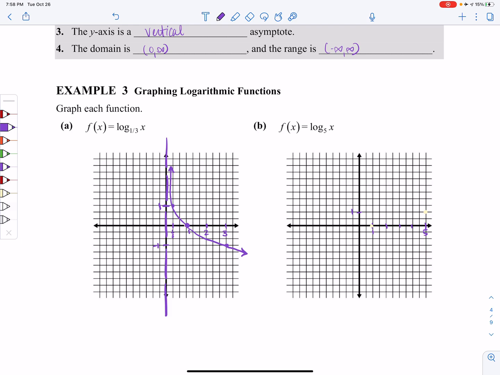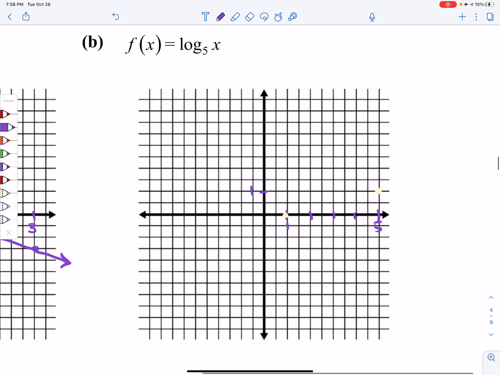Letter B is also just one of our parents. There is no transformation here. And so we go ahead, we draw our vertical asymptote. We draw the first important point, which is at (1, 0). And then I like to draw the base, so that's going to be (5, 1). And then the other point that I'm not going to draw is the reciprocal of the base, so that's going to be (1/5, -1). And the reason that I'm not going to draw this one is it's pretty difficult to get 1/5.